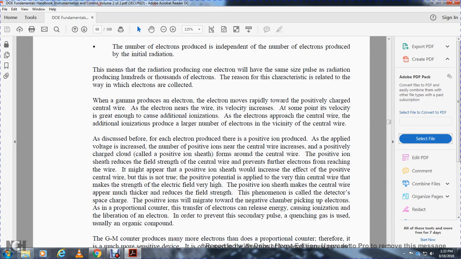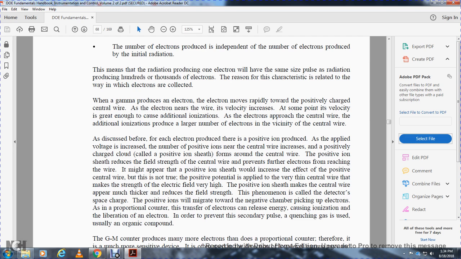As discussed before, each electron produced has a positive ion, and as the applied voltage increases, the number of positive ions near the central wire increases and keeps a positively charged cloud, called the positive ion sheath, forming around the central wire. The positive ion sheath reduces the field strength near the central wire and prevents further electrons from reaching the wire. It might appear that the positive ion sheath would increase the effect of the positive central wire, but it is not true, because the positive potential applied to the very thin central wire makes the strength of the electrical field very high.